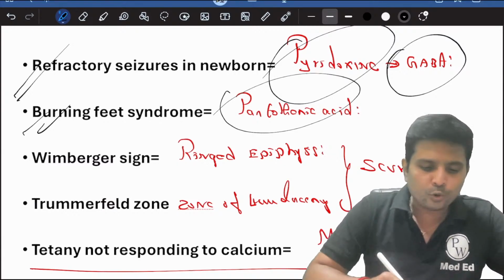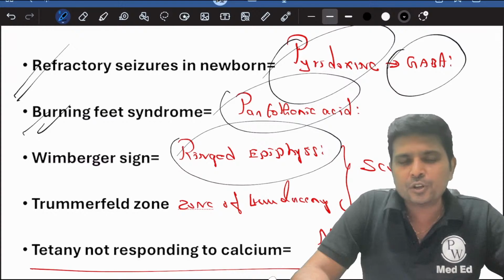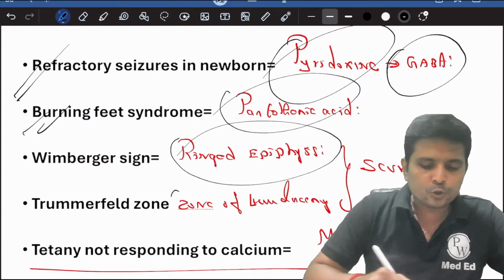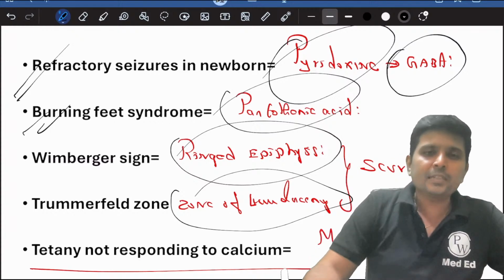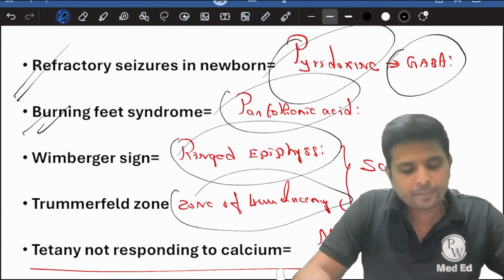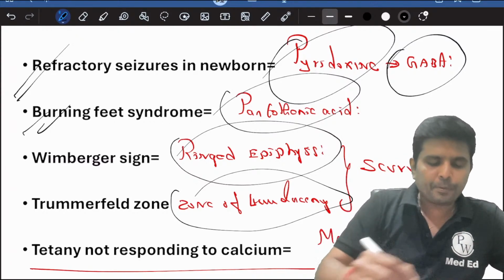Wimberger sign, you all know that ringed epiphysis in scurvy is called Wimberger sign. A zone of rarefaction in the metaphysis is called Trümmerfeld zone. That is also again a manifestation of scurvy. And finally, what is this important question?